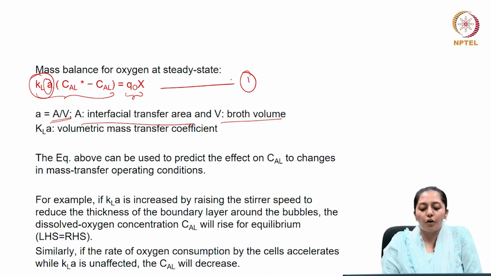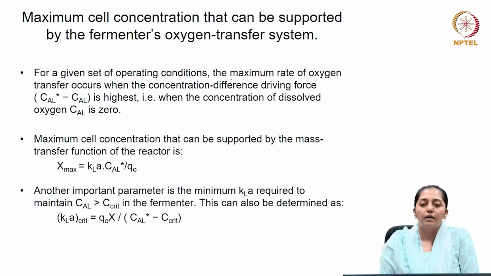Similarly, if the rate of oxygen consumption by the cells accelerates whilst KLa is unaffected, then the CAL will decrease. Now, if we need to determine the maximum cell concentration that can be supported by a fermenter system, then how do we determine that?